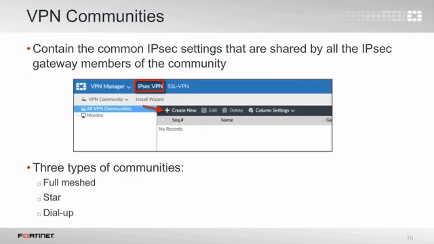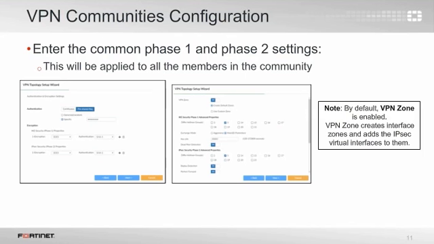To create the VPN community, click VPN Manager, IPsec VPN, VPN Communities, and then click Create New. Depending on the VPN topology to install, there are 3 types of communities: full meshed, star, and dial-up. The VPN community contains the IPsec Phase 1 and Phase 2 settings that are common to all gateways.